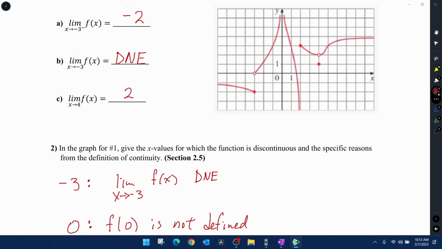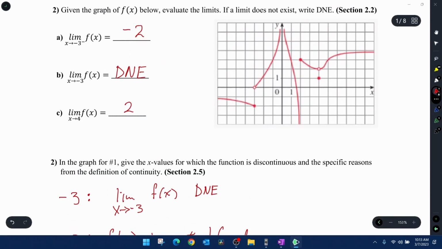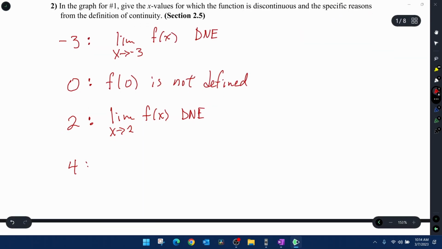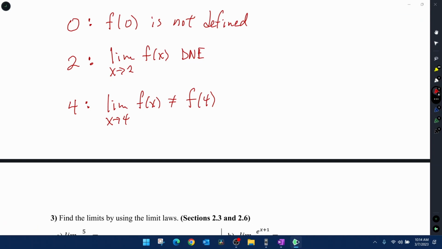2. And again, looking at the graph, what is the reason for that discontinuity? The limit as x approaches 2 of the function does not exist because we don't approach the same y value from the left and the right. And is there any other points of discontinuity? 4. And the reason? And remember, that was the 3rd criteria for the continuity. The 3rd criteria was if the limit exists and the function value exists, that they have to be the same.